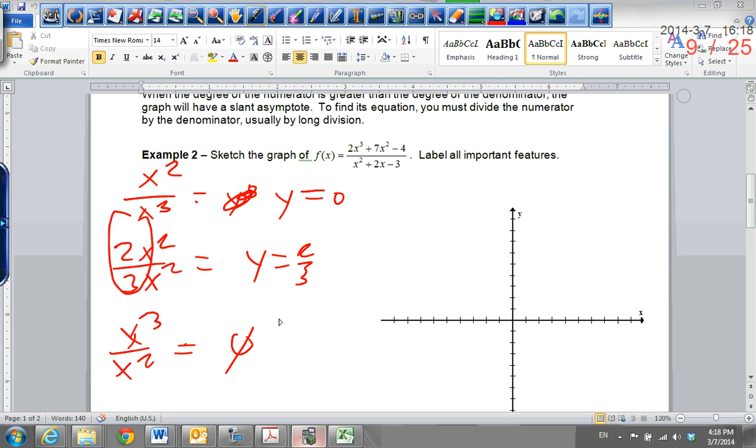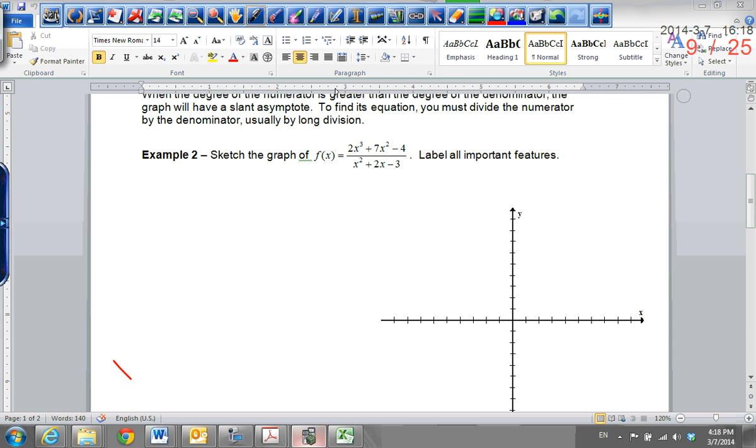We just said undefined. Well, now we're going to actually talk about what that is, and that's called a slant asymptote. So if you've read ahead, here's what we're going to be doing, long division. And I know y'all love long division so much, I'm going to be taking 2x cubed plus 7x squared minus 4.